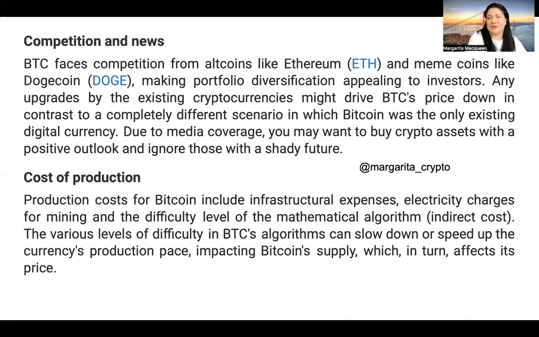Don't ignore those shady features. I believe it was like in Binance, it was like what? Squid coin from Squid Game.